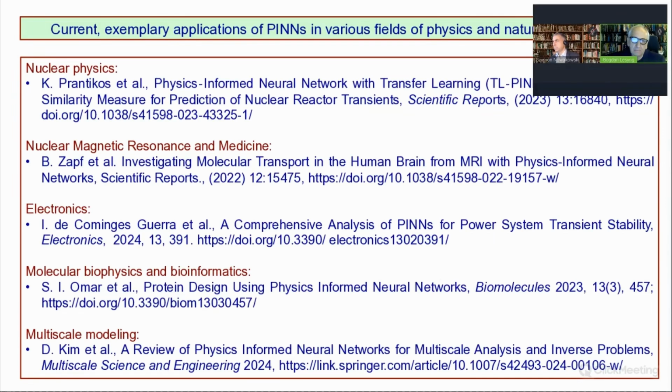I just checked what's appearing in the literature in different areas of physics. For example, in nuclear physics, you have a paper on PINNs based on domain similarity for prediction of nuclear reactor transients. It was published at the end of 2023. Nuclear magnetic resonance and medicine, you see another paper. Electronics. I will not be reading the titles of these publications. These are just examples. If somebody is interested, of course, you can have a look and learn what is being developed in electronics, in molecular biophysics and bioinformatics, in general in multi-scale modeling.